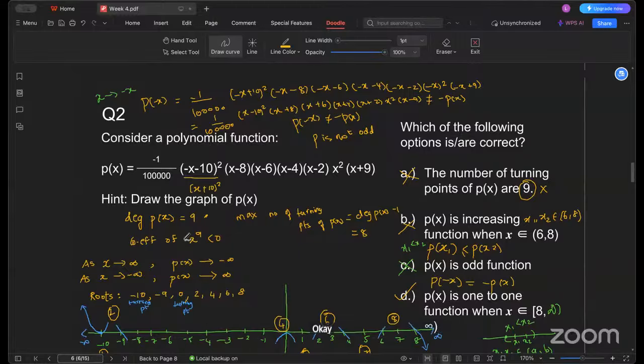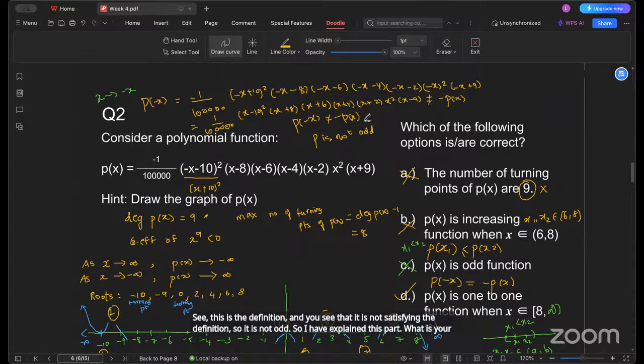Ma'am, can you explain this P point? Okay, what is your doubt here? See, this is the definition of an odd function, and you see that it is not satisfying the definition, so it is not odd. So I have explained this part. What is your specific doubt? Please ask me. It's not satisfying the definition. P of minus x is not equal to minus P of x.